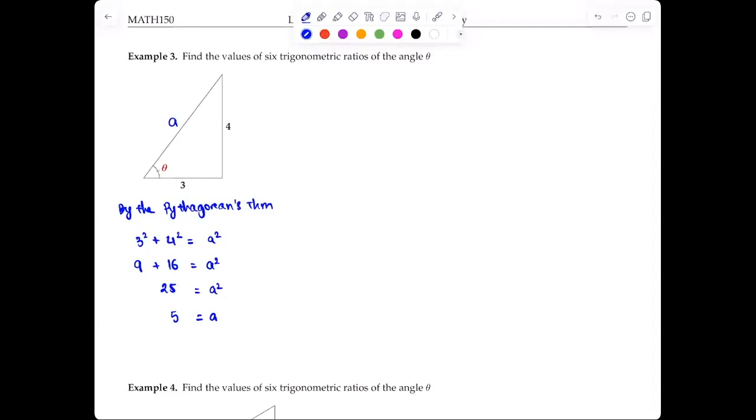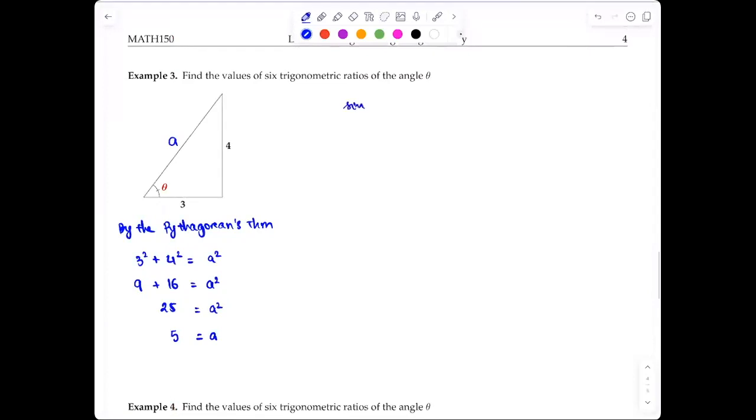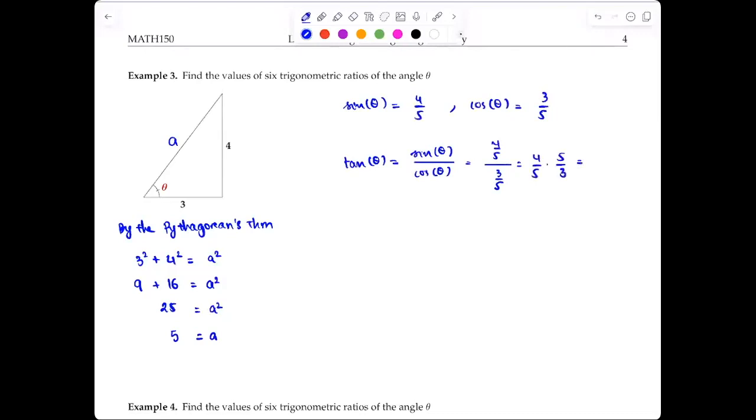All right, so let's do calculations on sine, cosine, tangent, cotangent, secant, and cosecant. For sine of theta, because this is not a special angle, I don't know the exact value of theta, just theta. So the opposite over the hypotenuse, that is 4 over 5. Cosine of theta is the adjacent over the hypotenuse, so that's 3 over 5. Tangent of theta is sine of theta over cosine of theta. So you get 4 over 5 divided by 3 over 5. So 4 over 5 times 5 over 3, so this is 4 over 3.